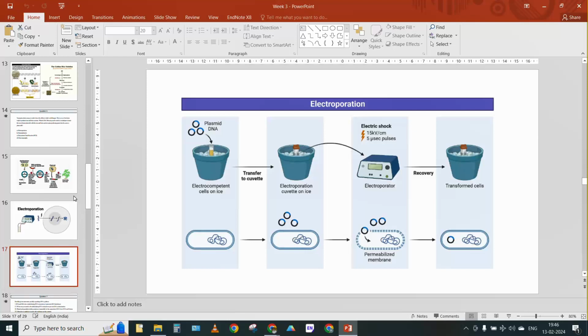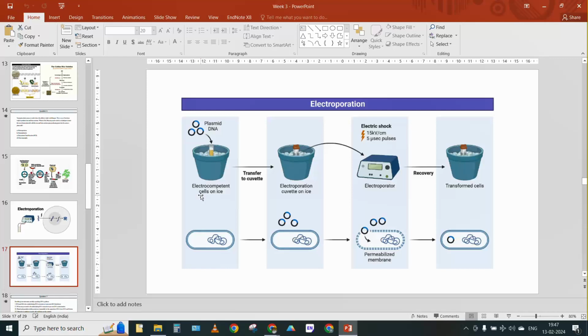So here are some steps for the electroporation. First we'll prepare the cells for electroporation. Then electroporate the cells. After electroporation, we'll recover the cells, and culture and harvest the transfected cells.